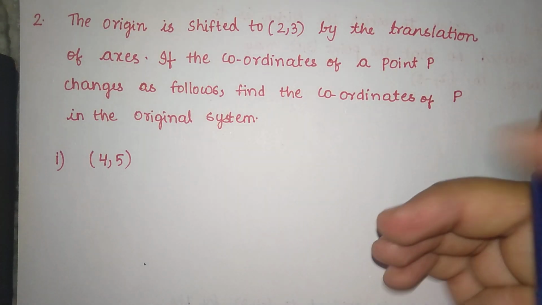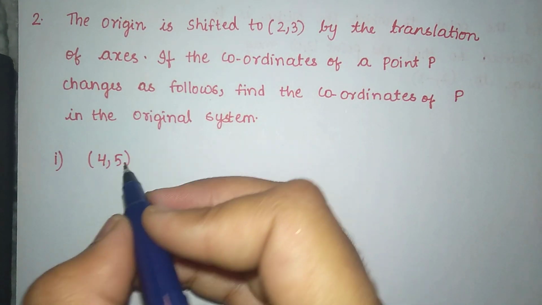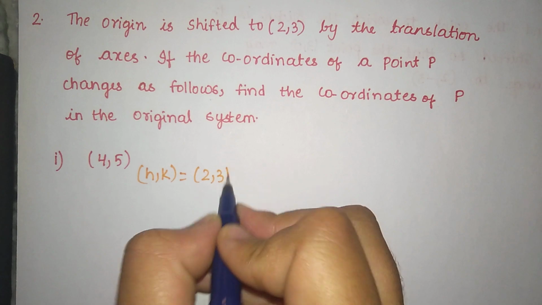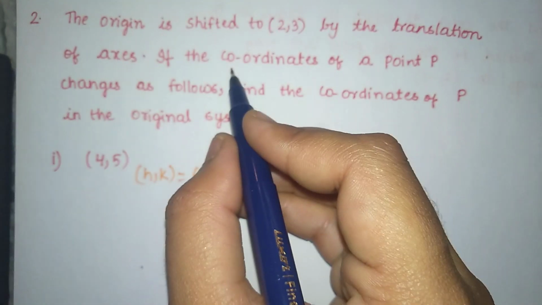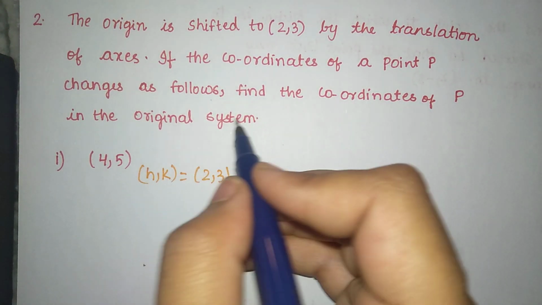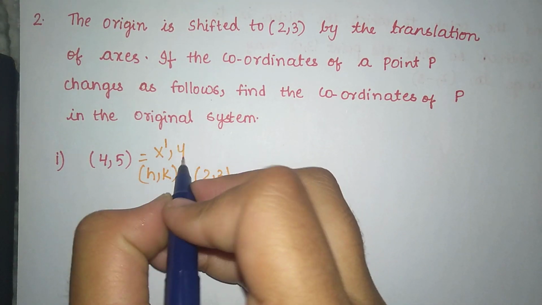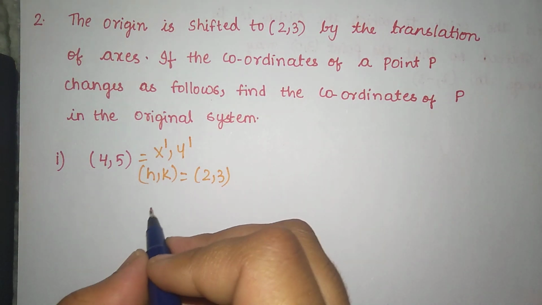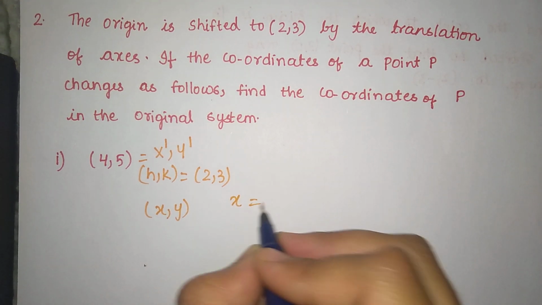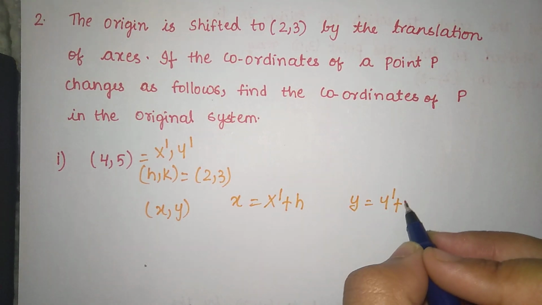Okay, we are done with the first sum. Let us do the second sum. Whenever it is given that the origin is shifted to, you have to simply take h comma k is equal to 2 comma 3, by the translation of axis. If the coordinates of a point P change as follows, find the coordinates of the point P in the original system. Original system means they have given the new one. Original or old is small x comma small y. So we already have the small x comma small y formula. Small x is equal to capital X dash plus h. Small y is equal to capital Y dash plus k.